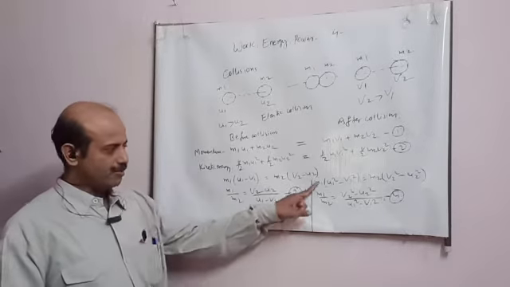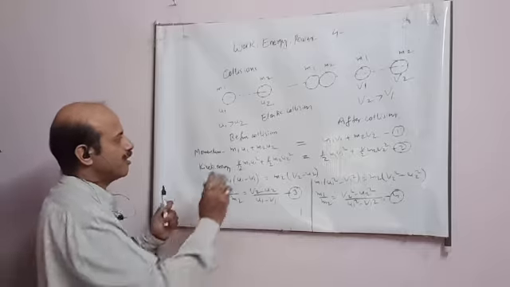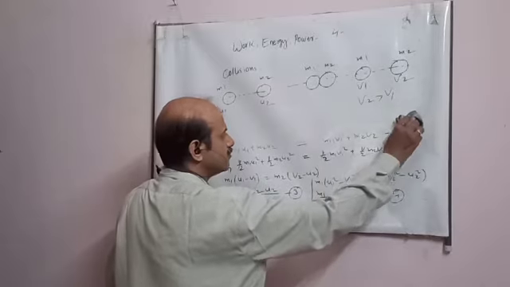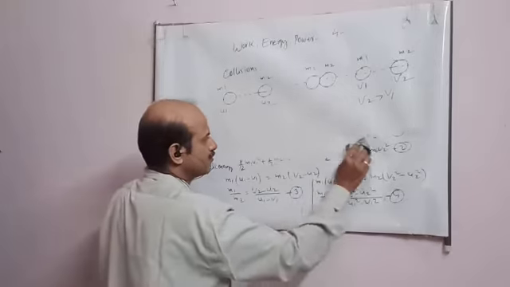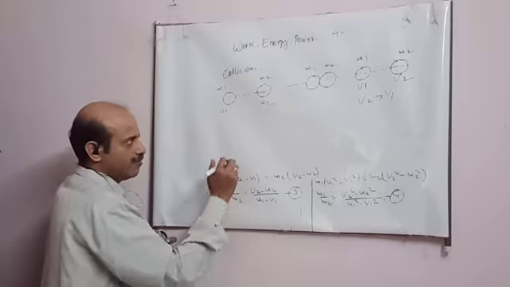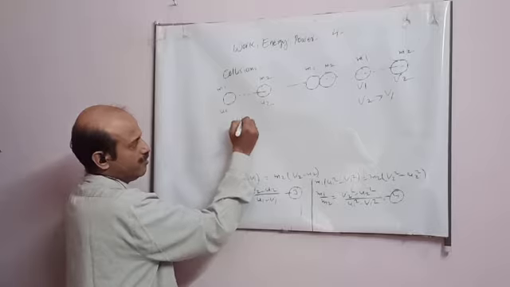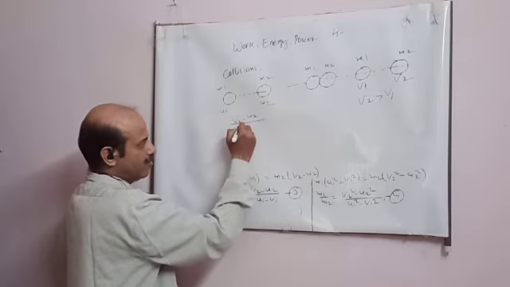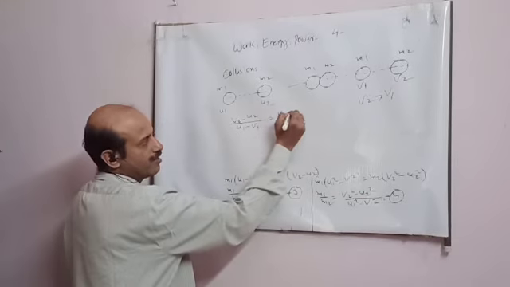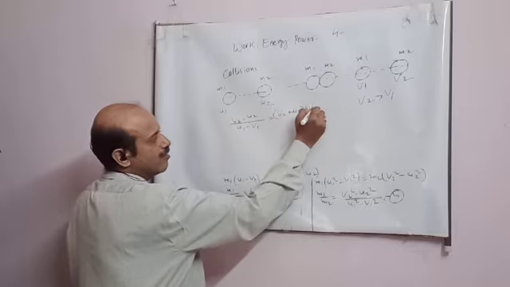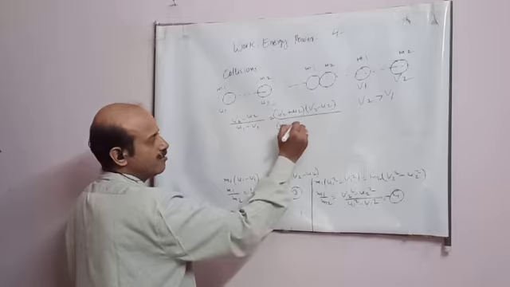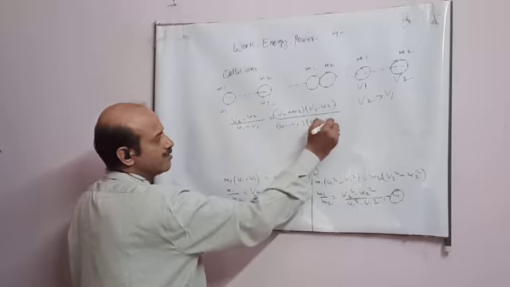Now, this is m1 upon m2, m1 upon m2. This I will equate from 3 and 4. This (v2 minus u2) upon (u1 minus v1) is equal to, using the a square minus b square formula, (v2 plus u2)(v2 minus u2) upon (u1 minus v1)(u1 plus v1).